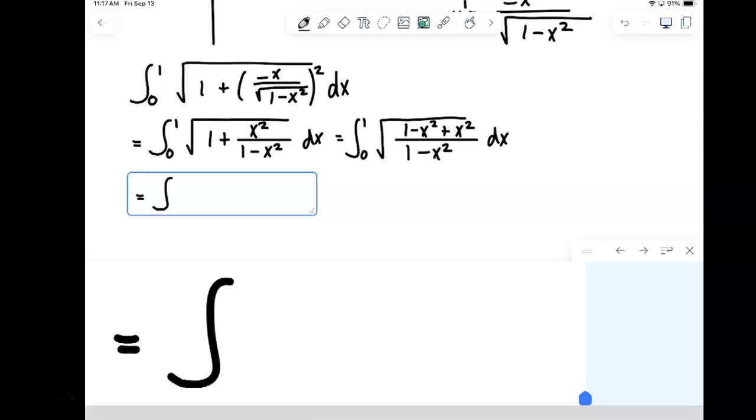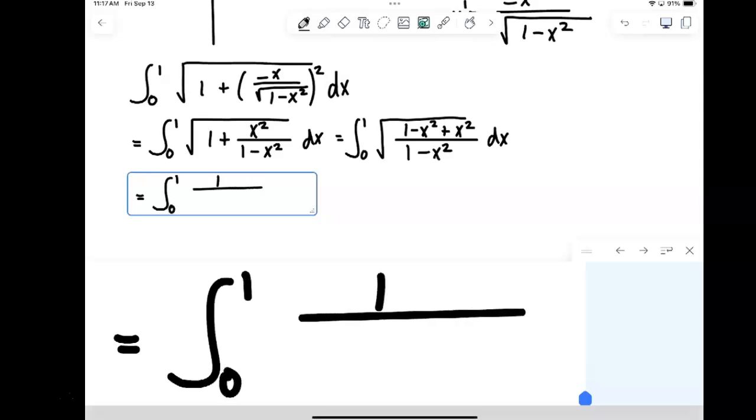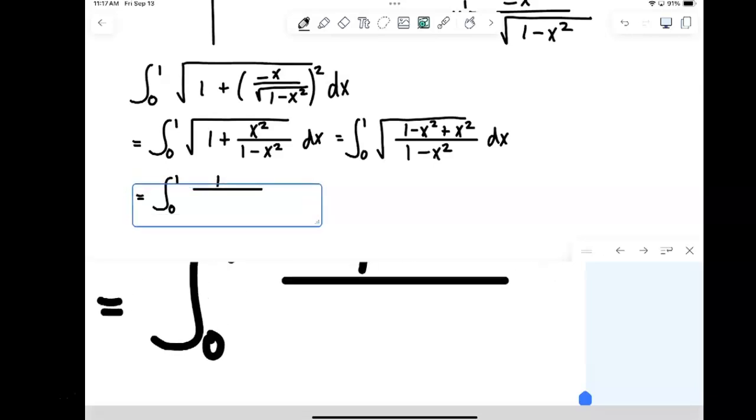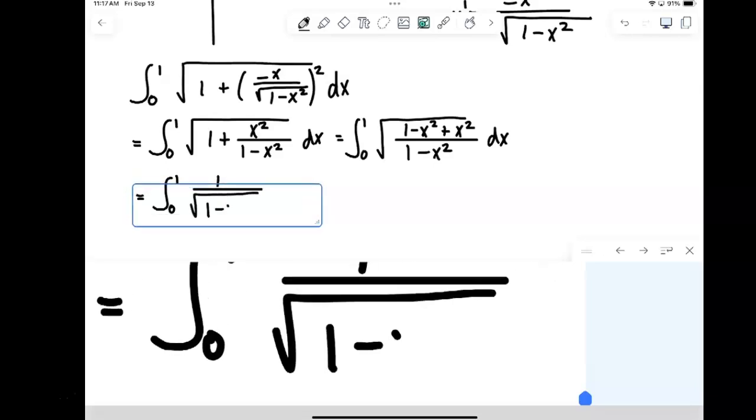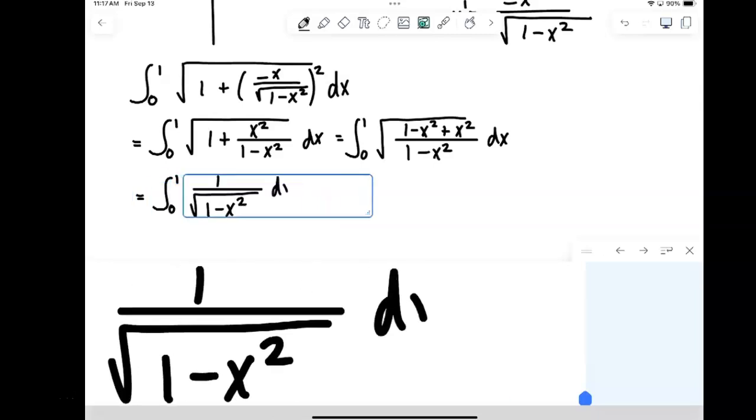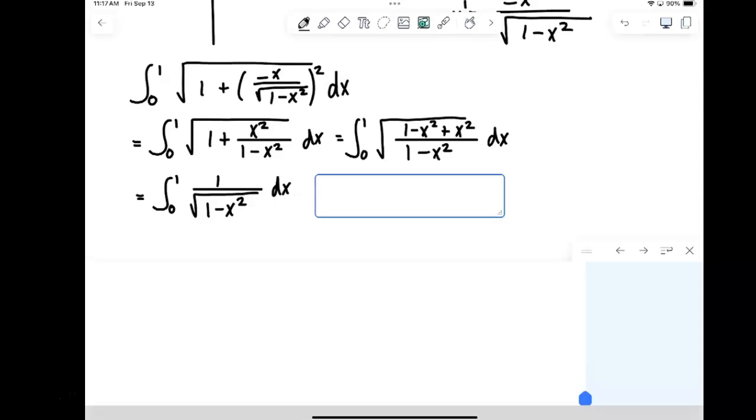So I can rewrite this now. Square root of 1 is 1 over the square root of 1 minus x squared dx. And now we come to the question, well, now what? Right, now what?